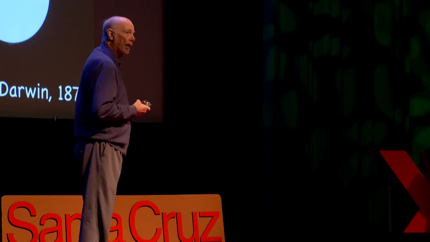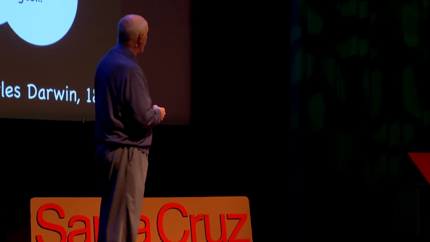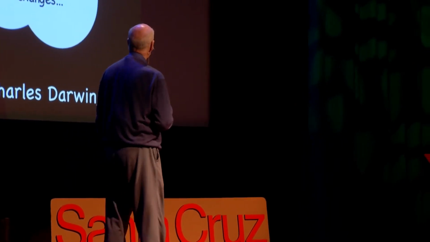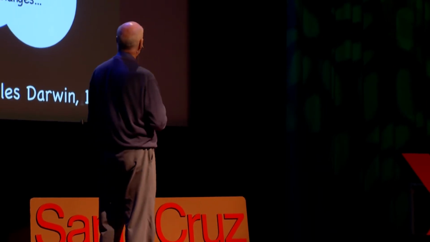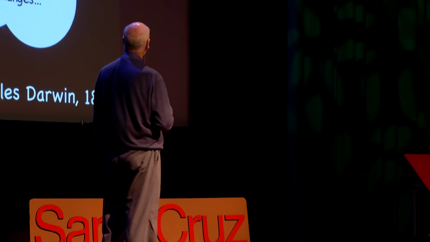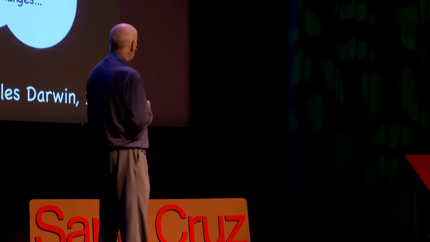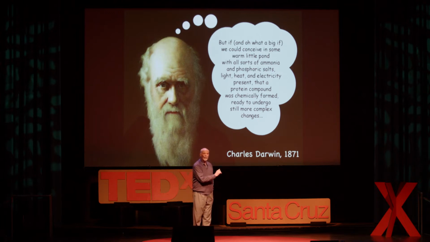Charles had a different idea back in 1871 that he wrote about to his friend Joseph Hooker. I'll just read this to you. "But if, and what a big if, we could conceive in some warm little pond with all sorts of ammonia and phosphoric salts, heat, light, and electricity present, that a protein compound was chemically formed, ready to undergo still more complex changes." That little idea of a warm little pond has been in the back of everybody's mind, but he was thinking of a pond of fresh water.